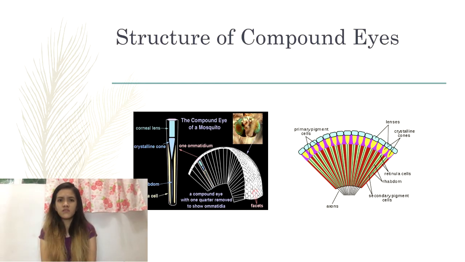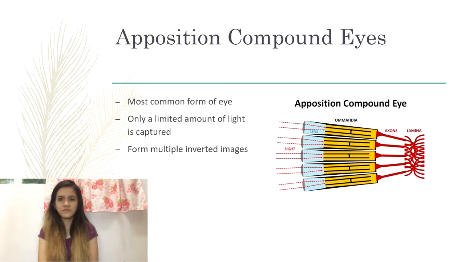The composite of all the responses is a mosaic image, a pattern of light and dark dots, rather like the halftone illustrations in a newspaper or magazine. The finer the pattern of dots, the better the quality of the image. Like I have said earlier, compound eyes are divided into two categories, which are appositional and superpositional.